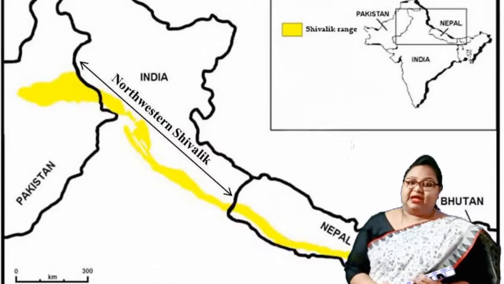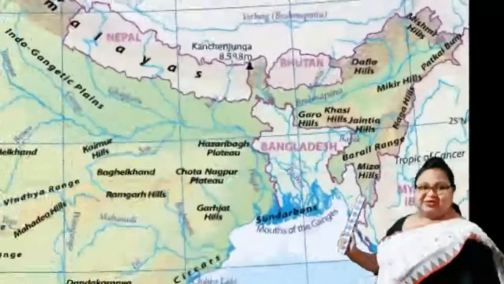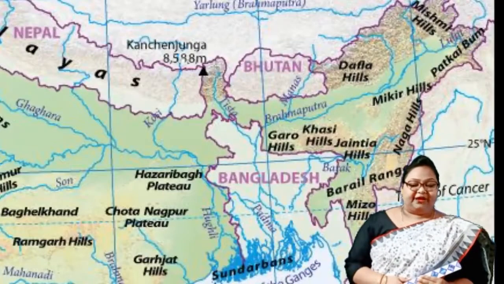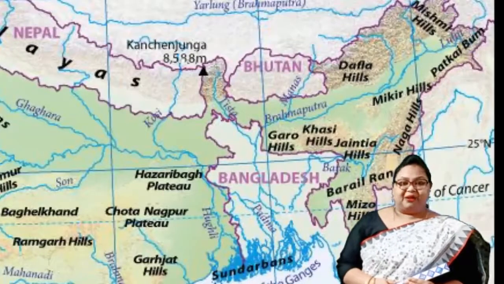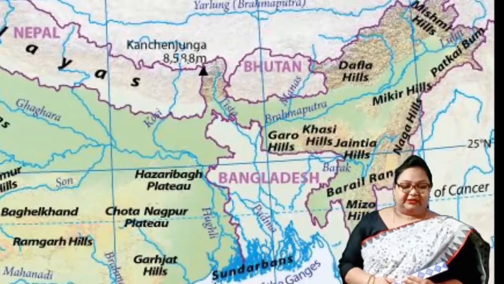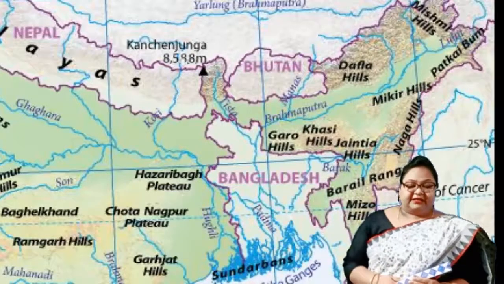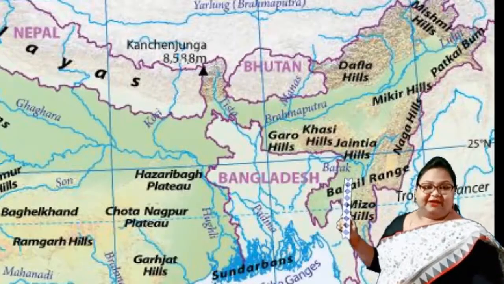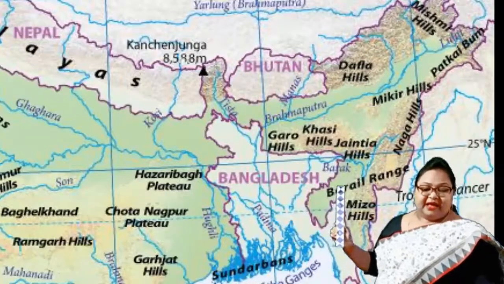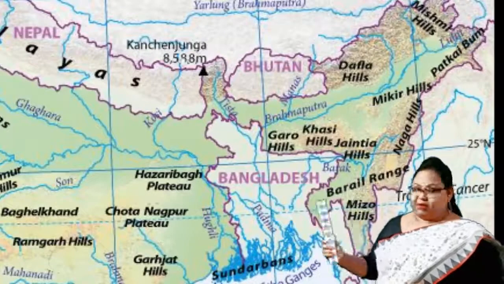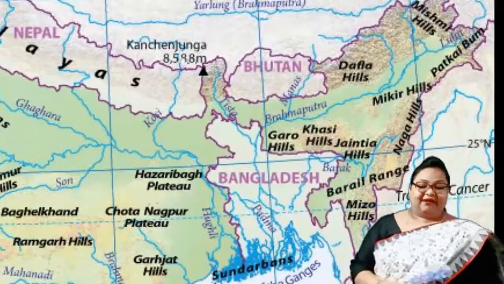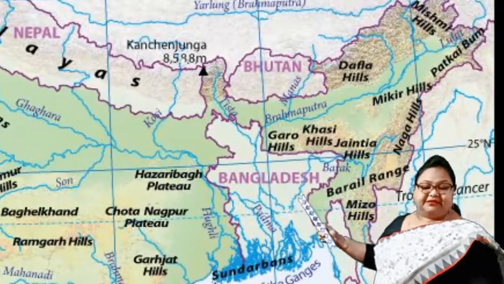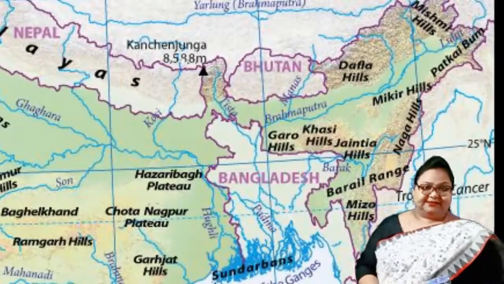Now we are going to study about the Purvanchal range. It is situated in the eastern side. Now in the eastern side of India, there is a series of mountain ranges, but they are low hills. They are such as the Patkai Bum, then the Naga hills, then the Mizo hills in the south side, and then in the central part your Garo, Khasi and Jaintia hills.